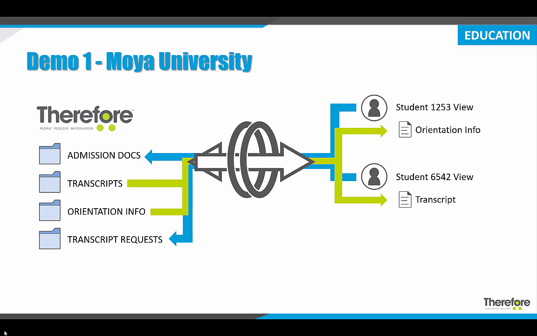We'll first draw your attention to the middle two categories, transcripts and orientation info. These are categories that the users will be able to download documents from. This is shown by the green arrows. The other two categories, admission docs and transcript requests, will be used to collect information from the user. These are shown by the blue arrows. So let's switch to our demo server now and take a look at this.